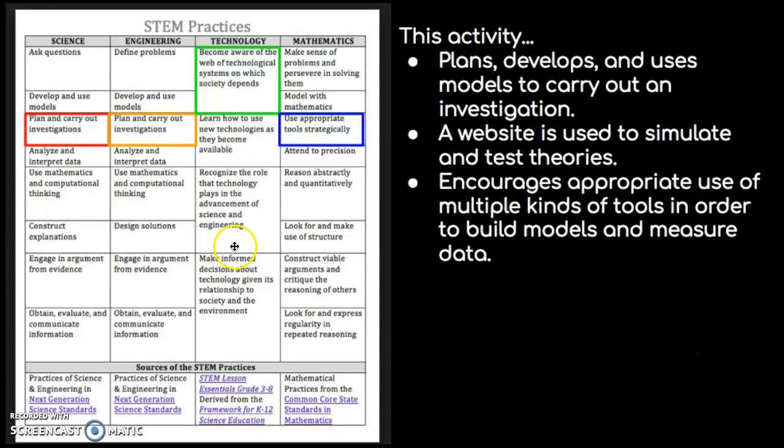So looking at this entire activity, the activity does plan, develop, and use models to carry out investigations. So for science and engineering, both of those are highlighted. A website is used to simulate and test theories. So we are becoming aware of the web of technological systems on which society depends. You were putting in examples and testing the different kinds using that website. And it encourages appropriate use of multiple kinds of tools in order to build models and measure data.